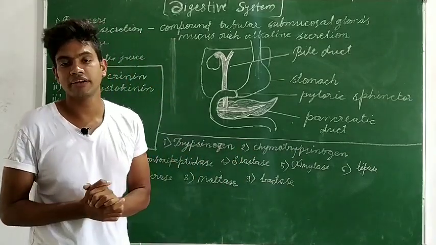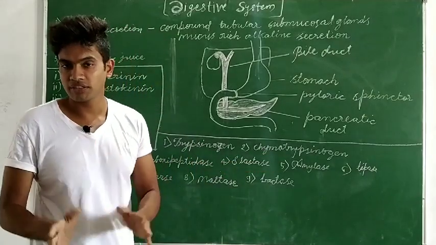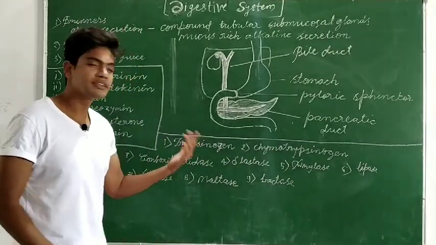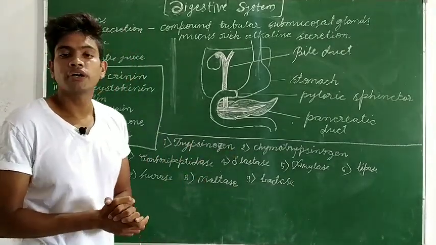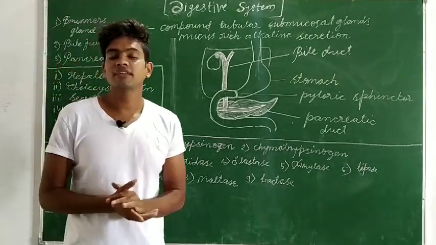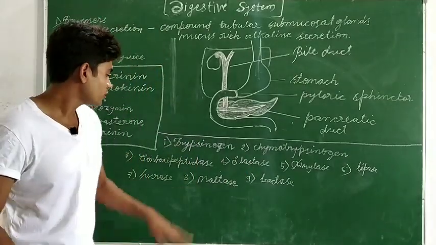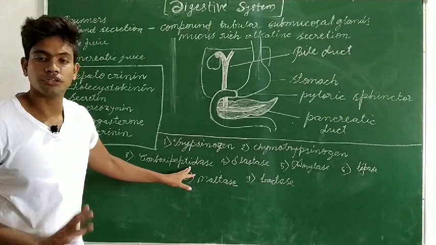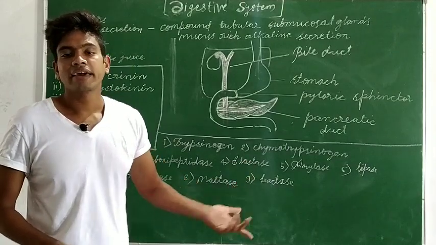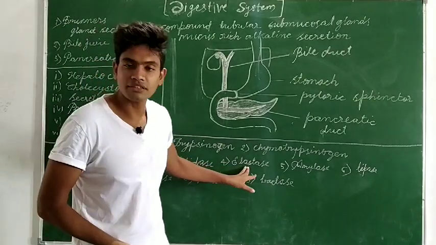Now second one, chymotrypsinogen. Chymotrypsinogen is not an active enzyme. It is activated into chymotrypsin by trypsin itself. It is also a proteolytic enzyme. Now carboxypeptidase. Carboxypeptidase is activated by enterokinase and trypsin. It also performs the same function. Now next is elastase. Elastase can convert or emulsify the elastin.